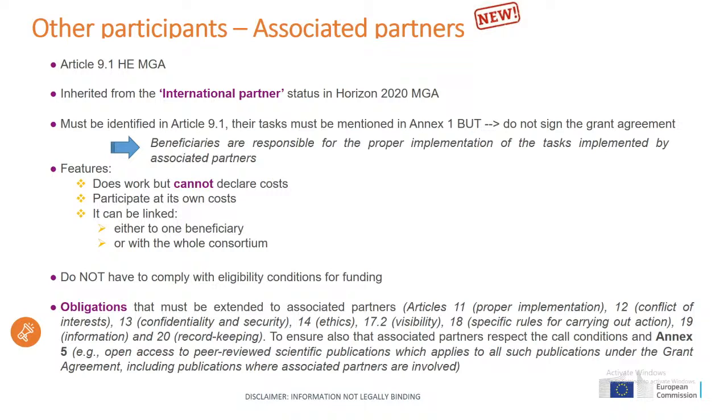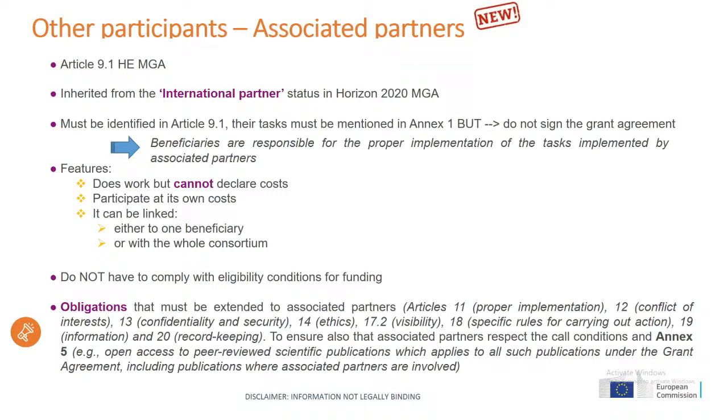declare cost. They cannot receive EU funding, so they participate at their own cost. This means that they do not have to comply with the eligibility conditions for funding. They are not concerned by the financial rules of the grant agreement, but there are still obligations that they have to comply with that you can see on the slides, such as the provision on the proper implementation, on conflict of interest, confidentiality and security, ethics, visibility, and so on.